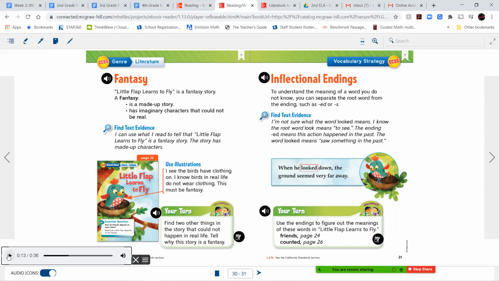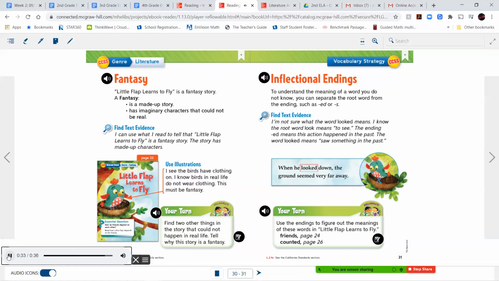And then you can take what you know about the meaning of that ending. So if something ends with ed, we know what happened in the past. It already happened before. And if something ends with s, we know that it's happening right now. So all of these clues help us to figure out the meanings of the words that we're reading. Find text evidence. I'm not sure what the word looked means. I know the root word look means to see. The ending ed means this action happened in the past. The word looked means saw something in the past.